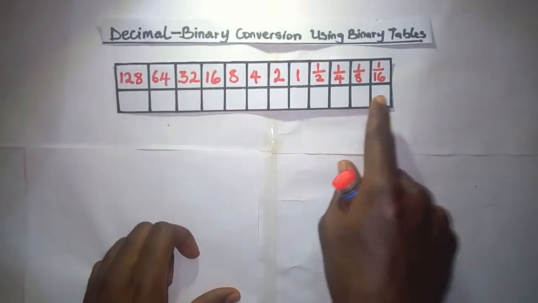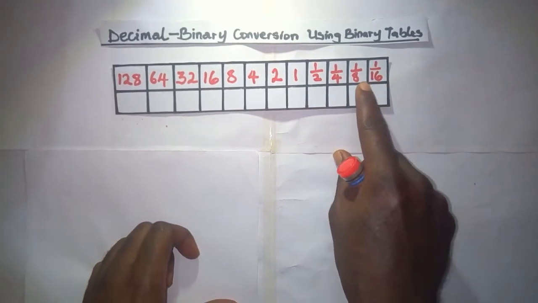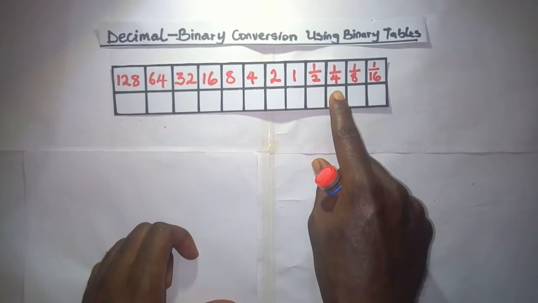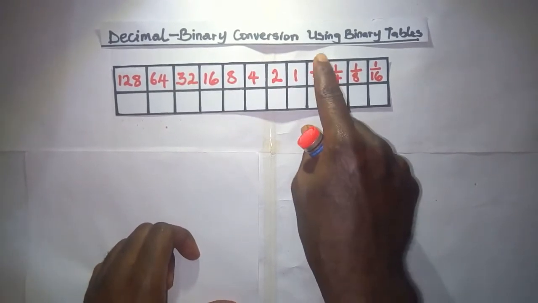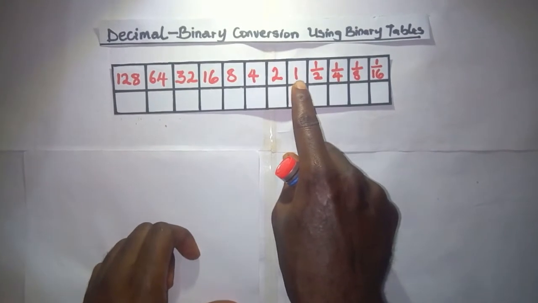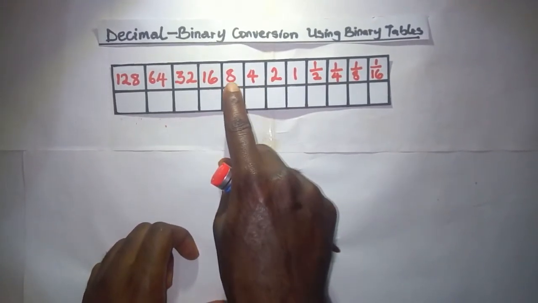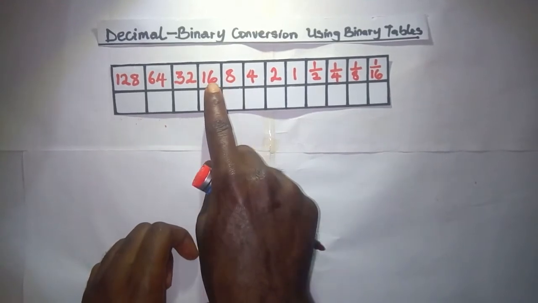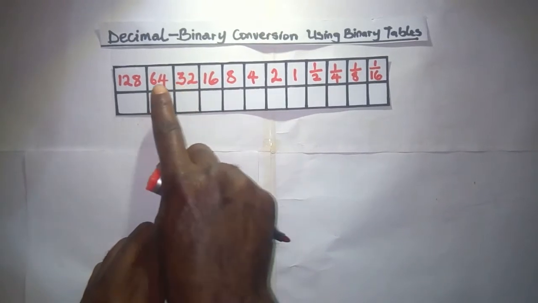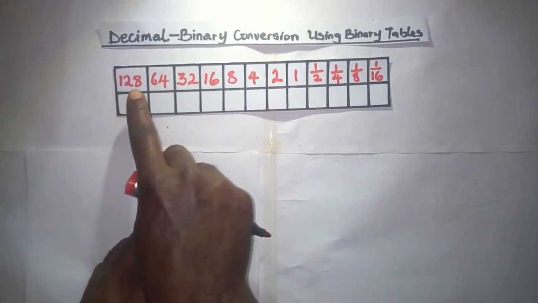This is a binary table. 1/16 times 2 will give you 1/8. 1/8 times 2 will give you 1/4. 1/4 times 2 will give you 1/2. 1/2 times 2 will give you 1. 1 times 2 will give you 2. 2 times 2 will give you 4. 4 times 2 will give you 8. 8 times 2 will give you 16. 16 times 2 will give you 32. 32 times 2 will give you 64. 64 times 2 will give you 128.